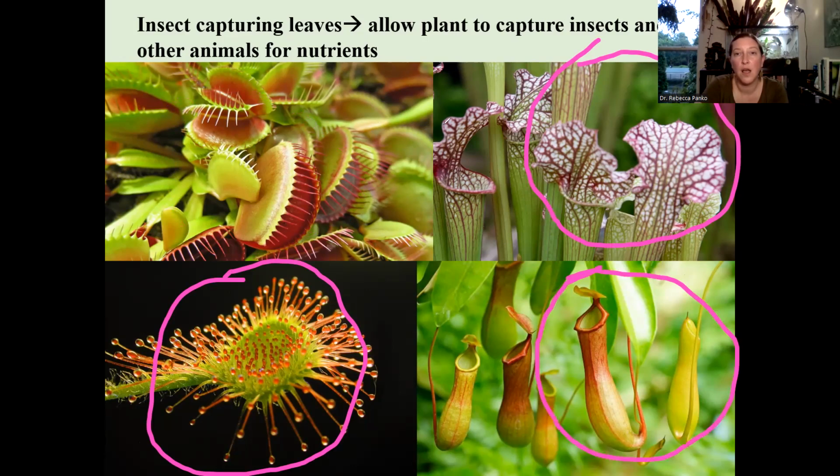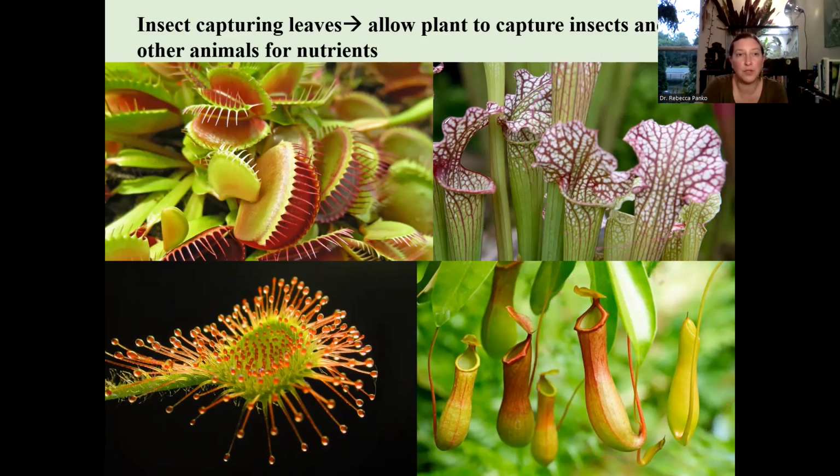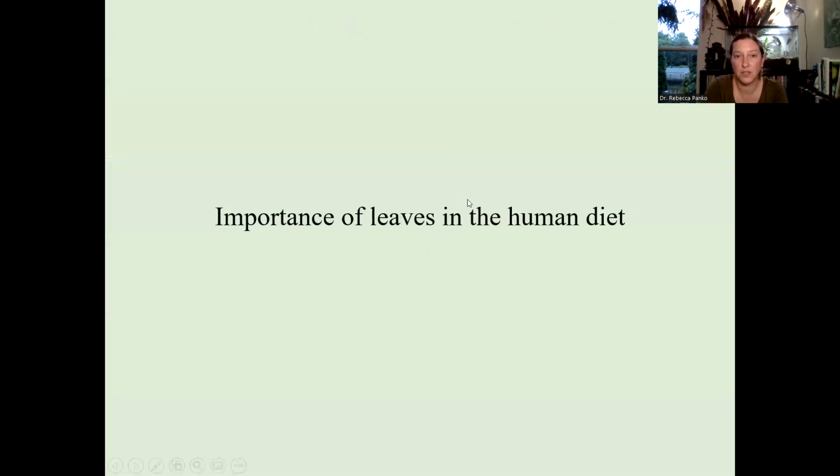All of these have evolved to capture insects because they live in places where they don't get enough nitrogen. And so the dead insects that it eats will actually serve as nitrogen for the plants. Okay, I think that's all the adaptations.